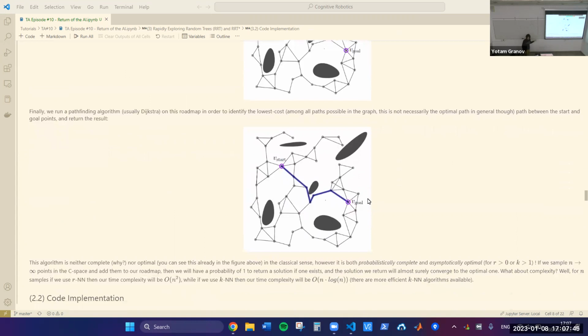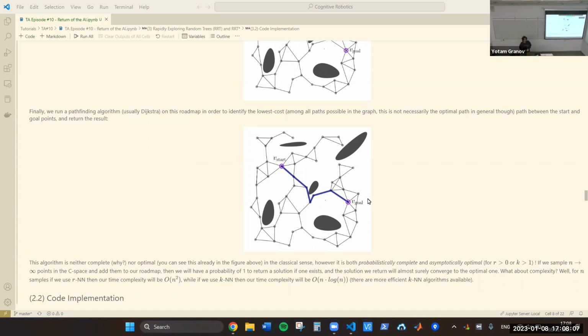In this case, I run something like Dijkstra, and I will get the shortest path on this graph, not in regular space. I'll get the shortest path on this graph from the start to the goal point. So already you can see that this algorithm is not optimal in the classical sense. We see that this path is nothing like the shortest we can achieve.